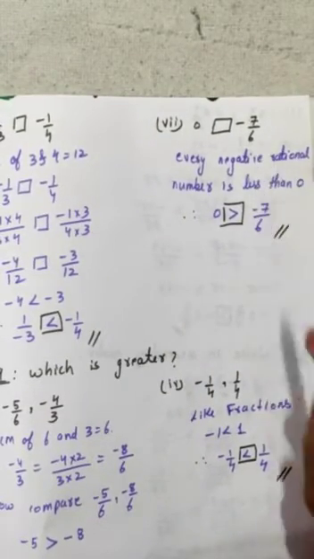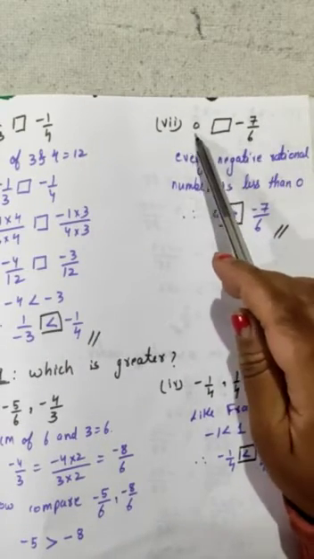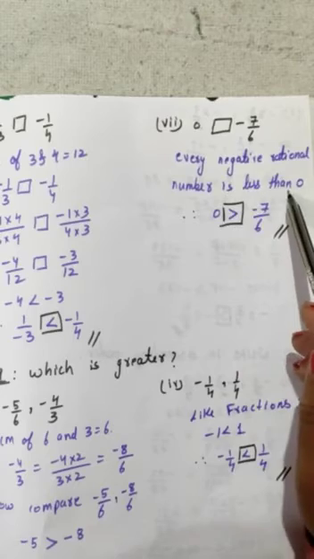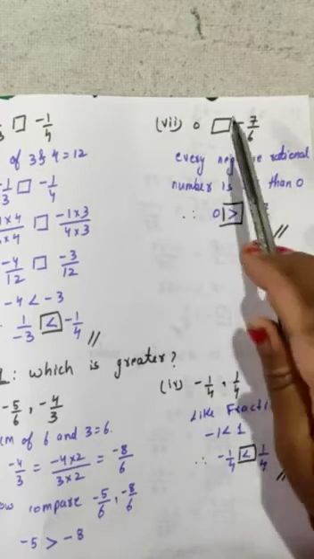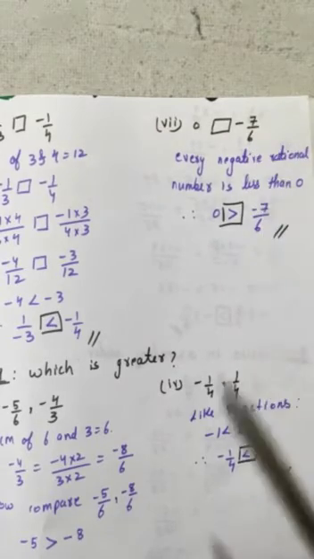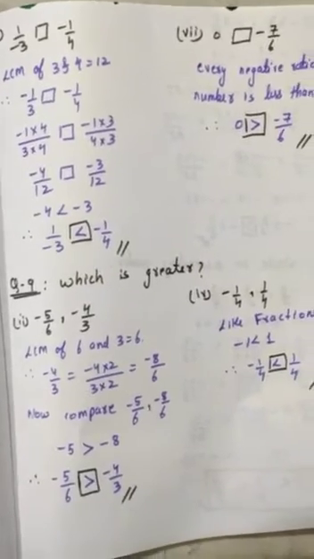Here also, as I told you in the first part, this is 0 and this is negative, and every negative rational number is less than 0. That is but obvious. So no need to do anything. You can just put the sign that 0 is greater than this negative rational number. Okay, so this way you have to do the remaining sums.